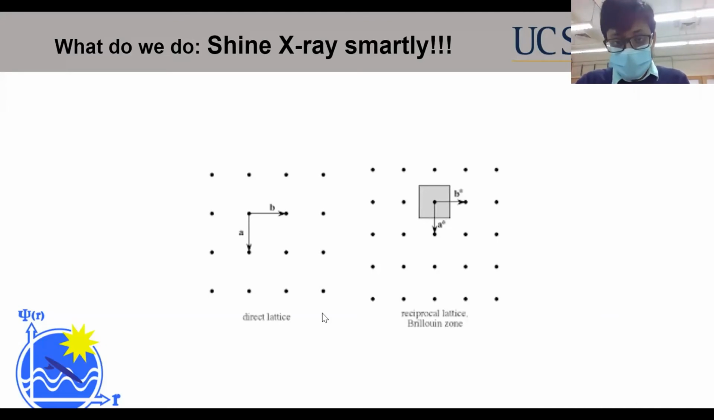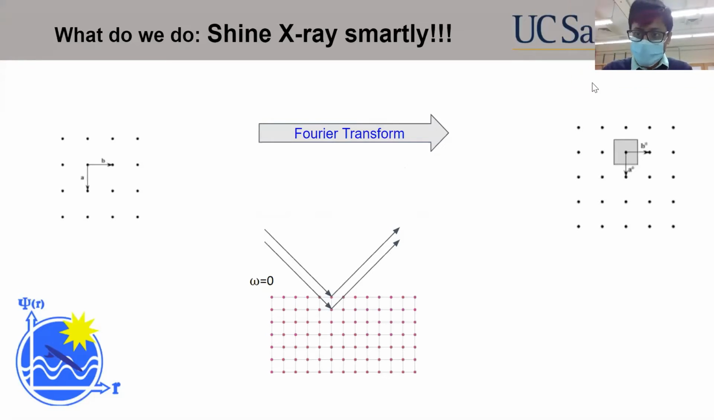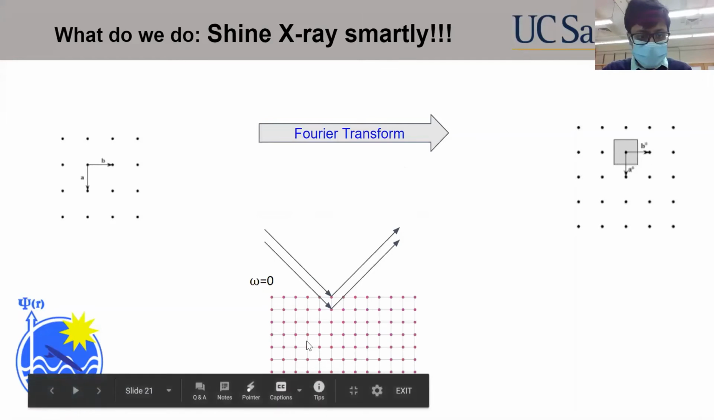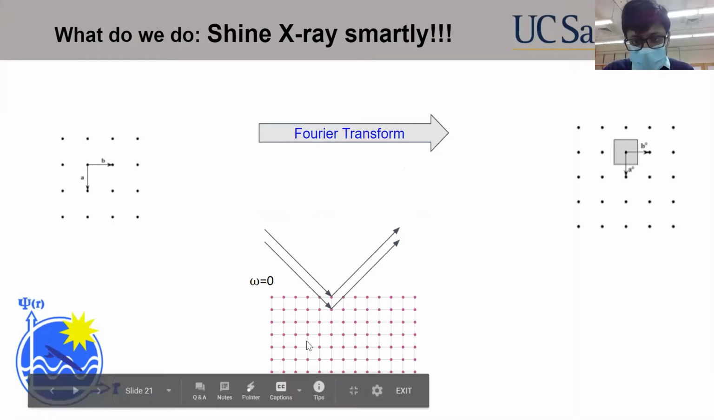What's the advantage of using that language? The first thing is that one is the Fourier transform of the other. And Fourier transform is a beautiful thing. Wait, I'm not doing a good job. What's the best way to have you be able to see?